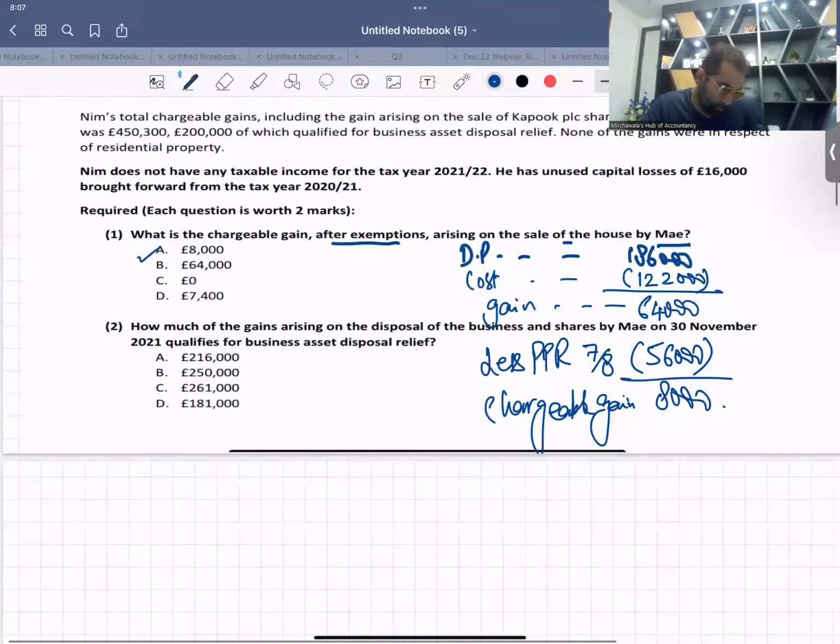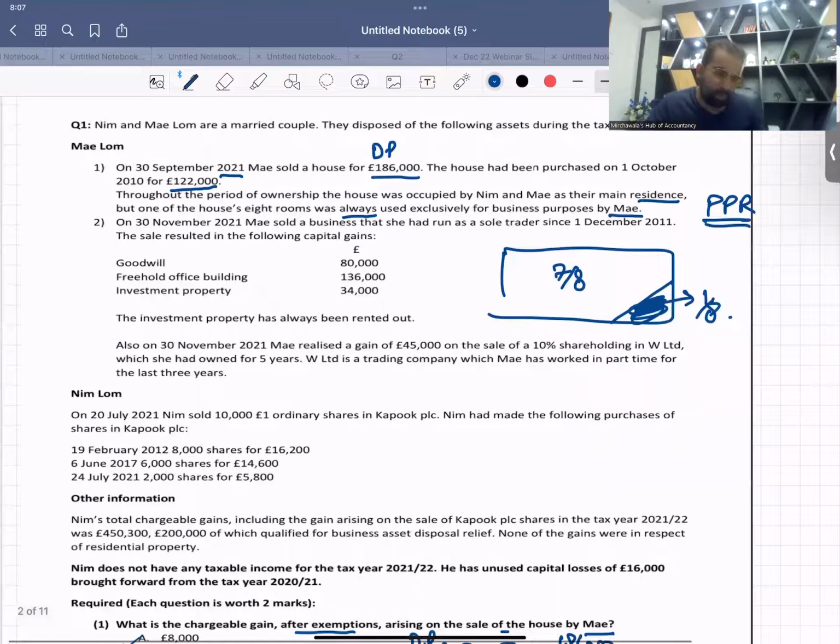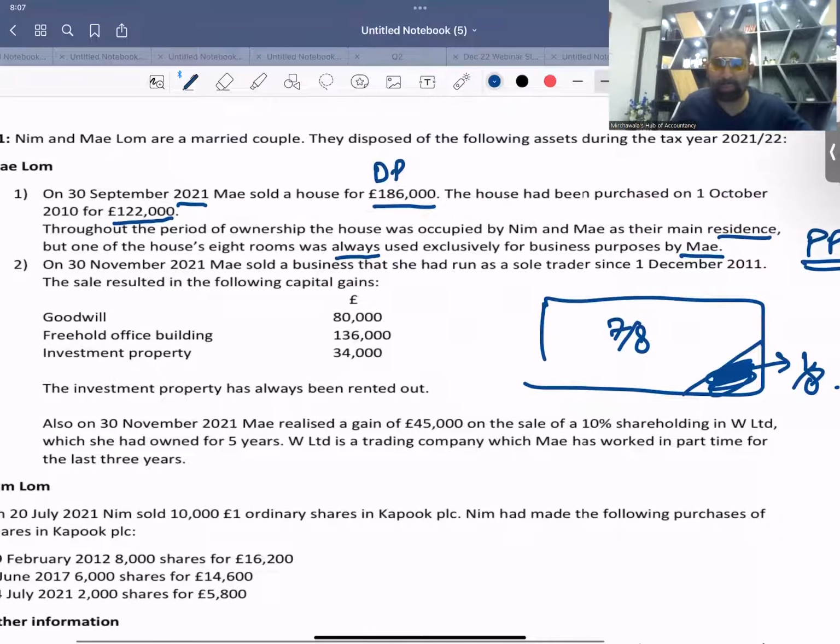Now the next thing. Hope you remember BADR, Business Asset Disposal Relief. The first part was related to PPR. In PPR, you can buy one house for residential purpose, and not only do you have to buy, but you also have to live there. They were living for private purposes, but one thing they did badly was business use. When you do business use in your private residential house, you get punished. They get relief of 7/8 and 1/8 was chargeable.